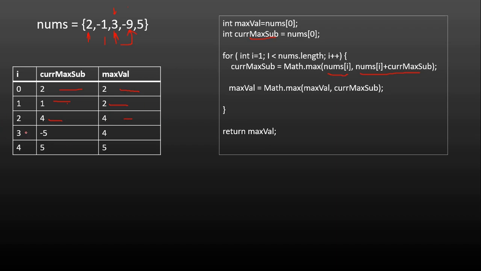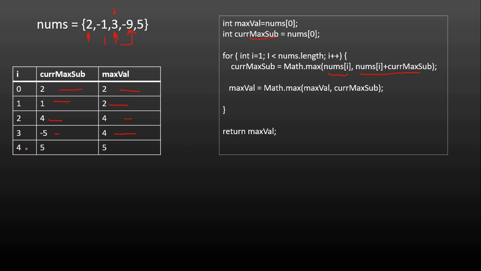Then it will go with I equal to 3. When I is equal to 3, the nums of I is -9. So I will check for max between -9 and -9 plus current max sub. Current max sub earlier was 4. So -9 plus 4 is -5. So the maximum between -9 and -5 is -5. So current max sub will become now -5. And maxwell I'll again check between -5 and 4, which one is greater. 4 is greater, so maxwell will remain as 4.